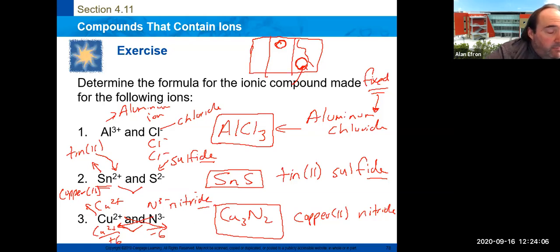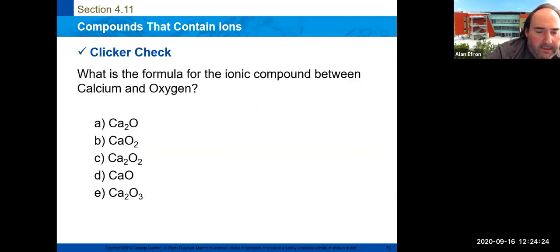Any questions on that preview of naming, which is in a later chapter as well? Any questions on that there? Okay. So again, putting together, you want to make sure that you get it equal to 0. And again, it is the simplest way to get it to 0 that is the important part there. So take a second here. Which one is the correct formula for when we put calcium together with oxygen?